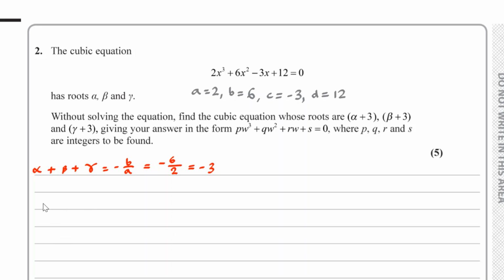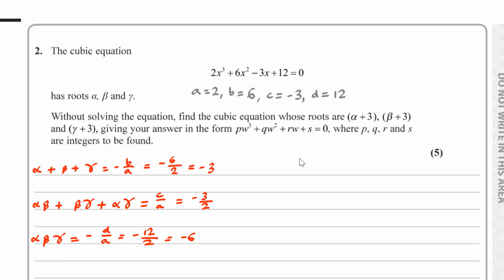We can now find out what the pair sum is. Alpha beta plus beta gamma plus alpha gamma, that's equal to c over a. So we have c, which is minus 3, over a, which is 2. We can now find out what the product is. Alpha beta gamma, that's equal to minus d over a. So we have minus 12 over 2, so we have minus 6. We will be using these results throughout the question.